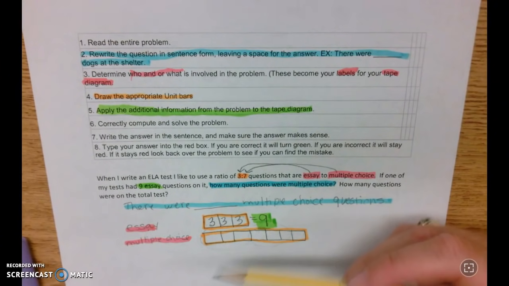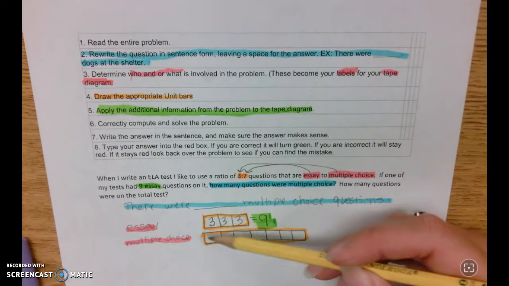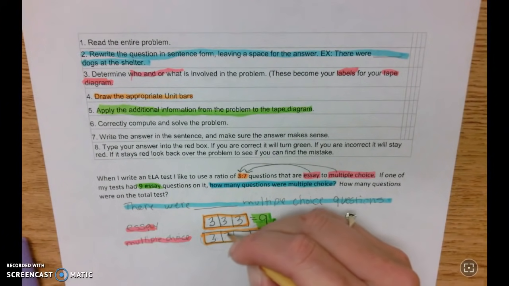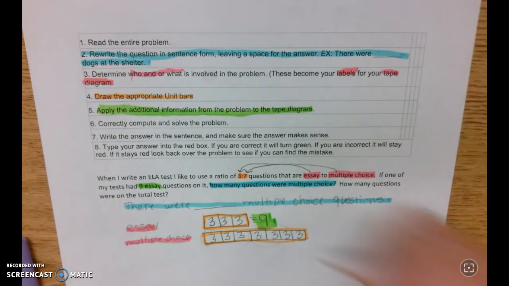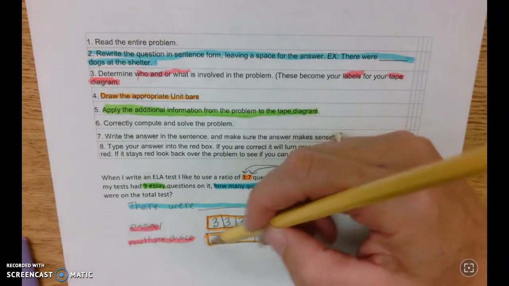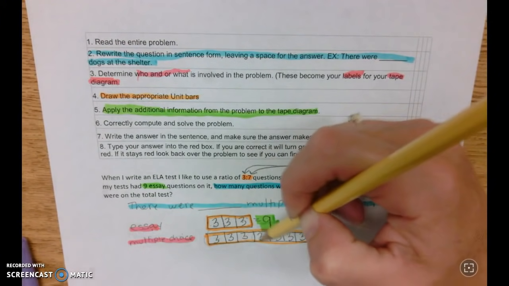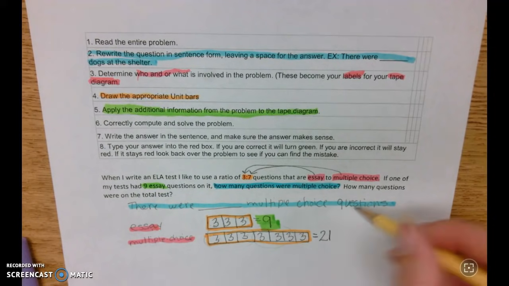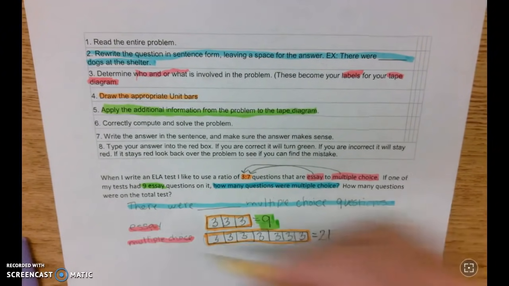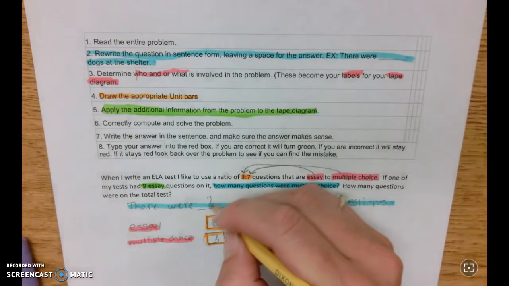Well, since these are ratios made up of equal parts, if this is 3, then this has to be 3, and this has to be 3, and this has to be 3. So since I know all of these boxes have to be 3, I now know that this has to be 1, 2, 3, 4, 5, 6, 7 groups of 3, which means my multiple choice is 21 questions long. So there were blank multiple choice questions. I can go down here, multiple choice, 21.